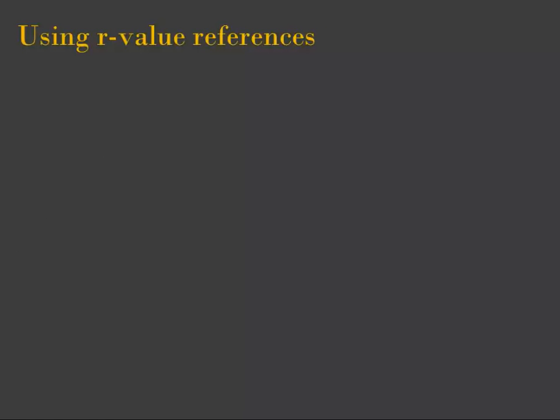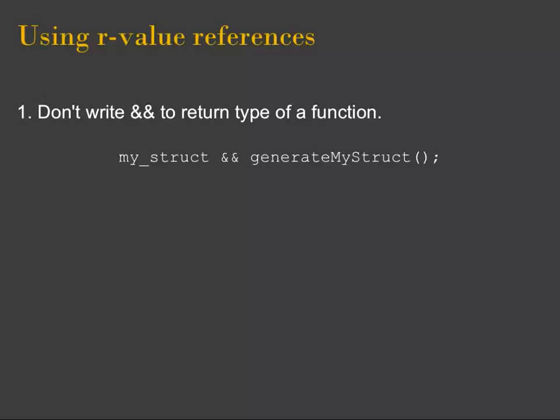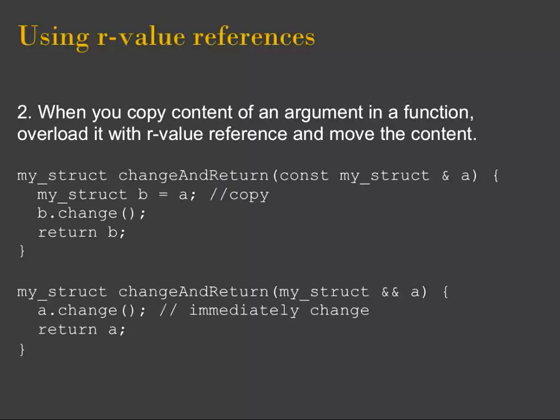This brings me seamlessly to my last point, which is how to use R-value references. Using R-value references can be described by three simple rules. The first rule you should follow is: don't write a double ampersand in the return type of a function. As I mentioned before, it is done automatically by C++. The second rule is that when you have a function in which you copy the content of an argument, write also an overloaded version of the function with an R-value reference. Then you can move the content of a variable instead of copying it. As I said before, this is called move semantics, and it is why R-value references have been created.